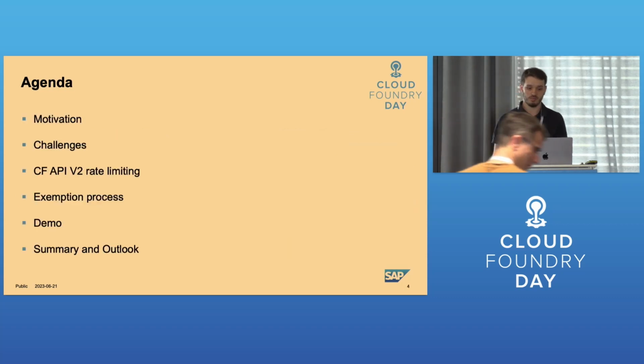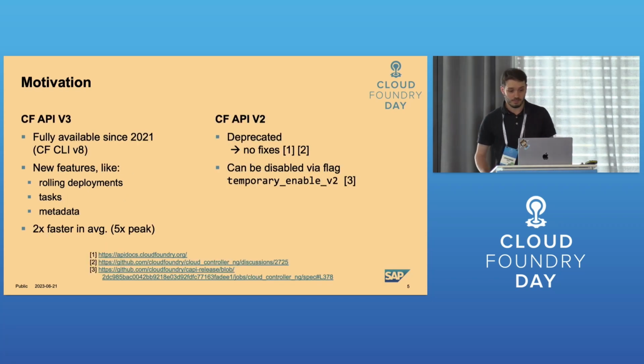First, we'll talk about the motivation behind ramping down the v2 API. Then we'll talk about challenges which we need to consider. Followed by that is the rate limiting for the v2 API, and the exemption process. Those two topics will then be shown in a short demo, and then we'll close up with a summary.